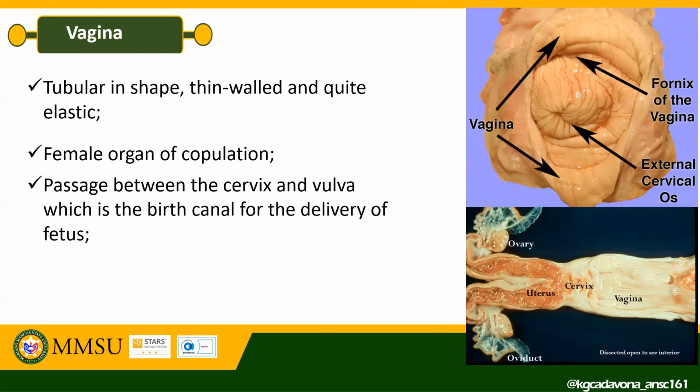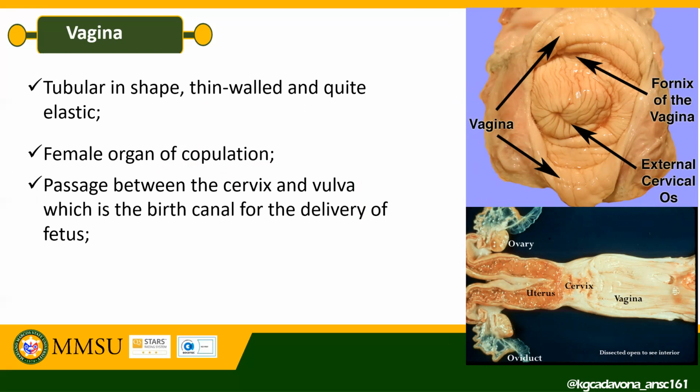Next portion of the reproductive system is the vagina, which is tubular in shape, thin-walled, and quite elastic. It serves as the female organ of copulation. Nagsaserve siya as the organ during copulation, kaya tinawag siya na female organ of copulation, since during copulation, yung semen is being deposited here in this organ.